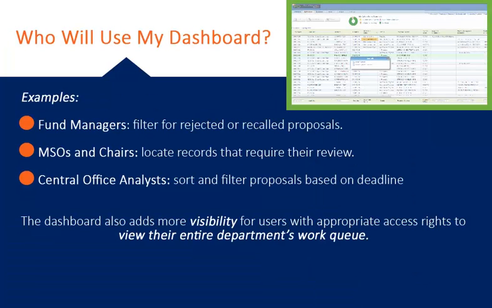Fund managers can look at the dashboard and filter for rejected or recalled proposals. MSOs and chairs can look to see which records require their review. Central office analysts can sort and filter based on the deadline or aging status of the record. The dashboard also adds more visibility for users with appropriate access rights to view their entire department's work queue.